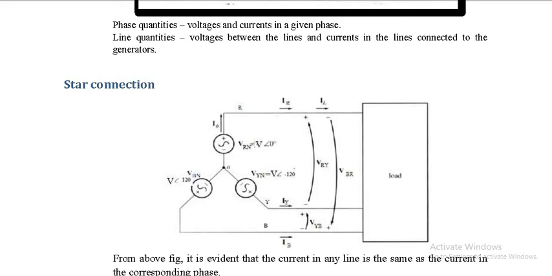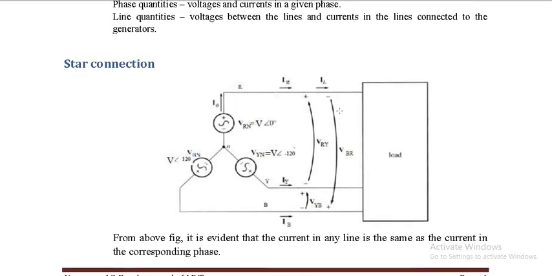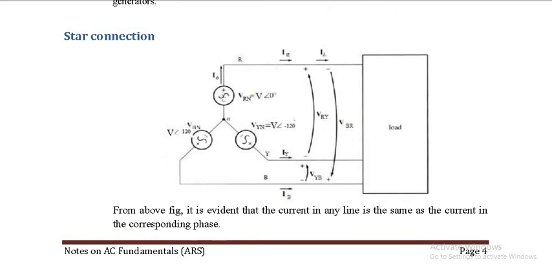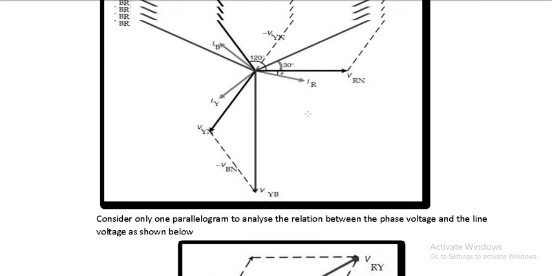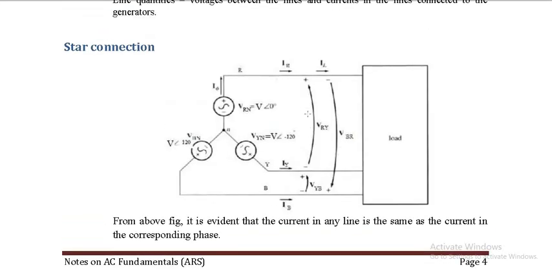So what do Vr, Vy and Vb stand for? It is the phase voltage. And what does Vry stand for? It's a line voltage. Vyb is again a line voltage, and Vbr is again a line voltage. So you can see from the diagram that phase current is equal to line current, but for finding the relation between phase voltage and line voltage, I have to apply KVL. That will be Vry equals Vr minus Vy, Vyb equals Vy minus Vb, and Vbr equals Vb minus Vr.